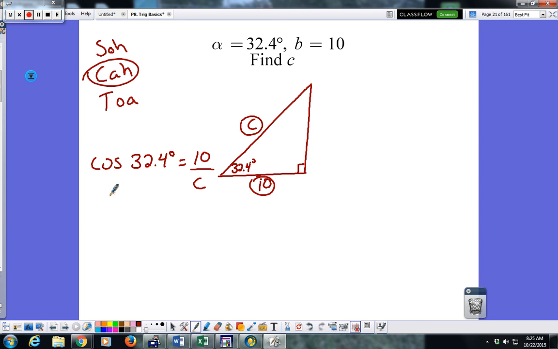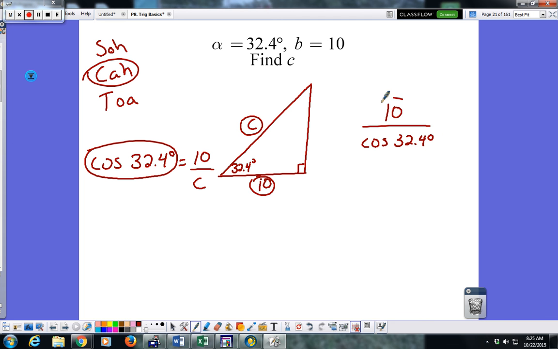Move the C over here and then take this cosine stuff, and in the same step, move it to the other side. How do you move cosine over now? Divide it. So you take C, move it over here, and then move cosine pretty much in its place. So to get your final answer, you do 10 divided by the cosine of 32.4.